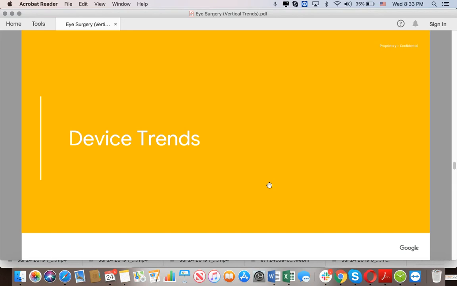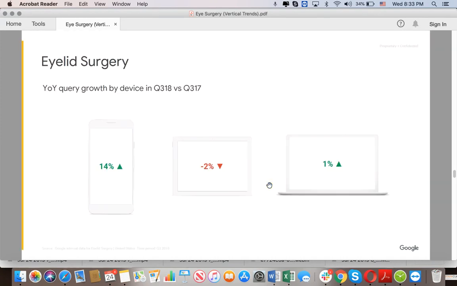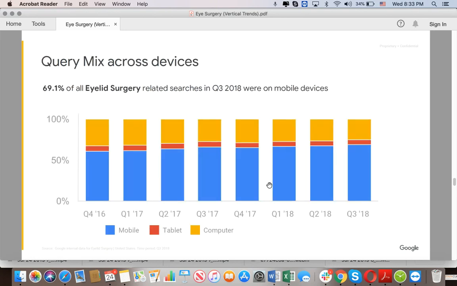Let's speak about the device trends for the eye surgeon. As I said before, the mobiles are growing, and I think, personal opinion, if you want to succeed and get more patients to your doors, you definitely need to increase prices for mobile devices. As you see, in the overall report between 2018 and 2017, mobile devices increased by 14%, tablets decreased by 2%, and desktop by 1%. Even with these numbers, you can say, hey, we need to switch the budget from the tablets to the mobile devices and maybe take some budget from the desktop to the mobile devices. So make sure you do that.